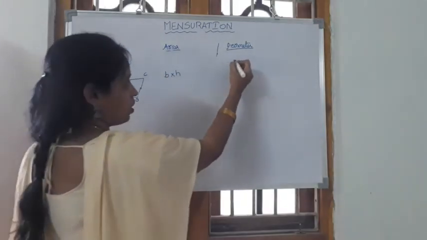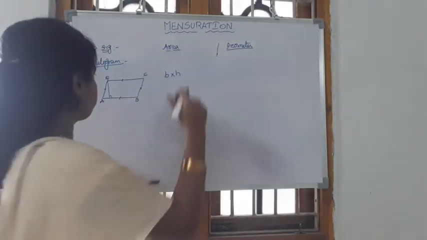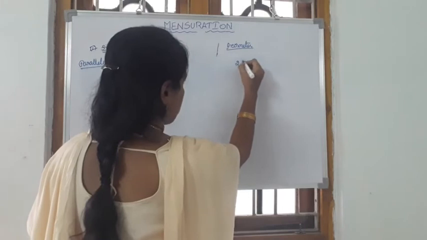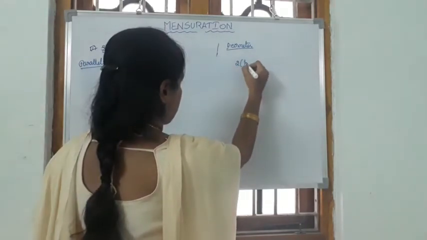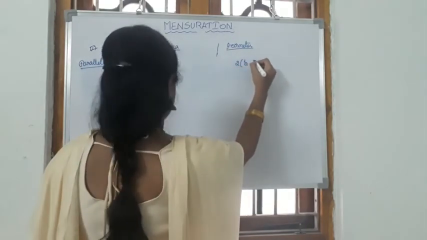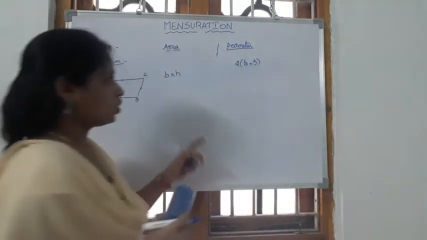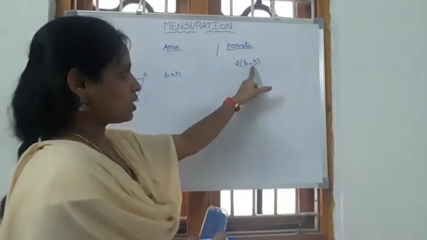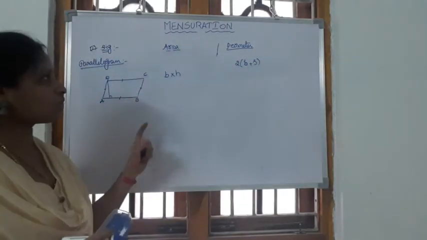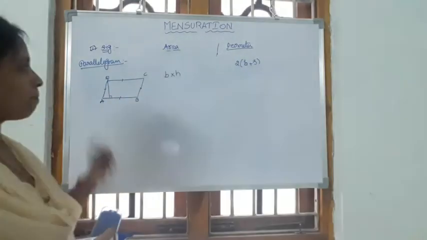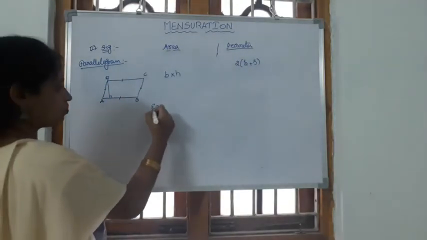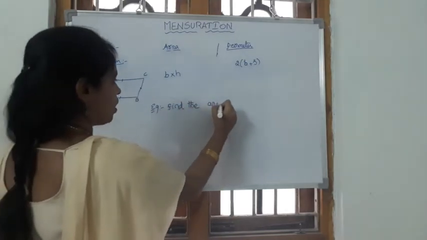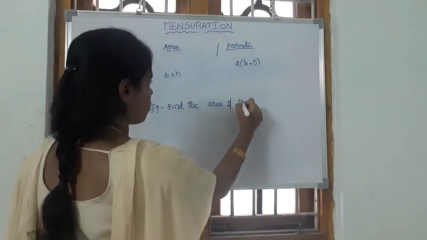Perimeter formula. Perimeter of parallelogram is 2 of base plus side. Here 2 bases, here 2 sides. 2 times of base plus side. These two are the formulas for area and perimeter of parallelogram. For example, find the area of parallelogram.